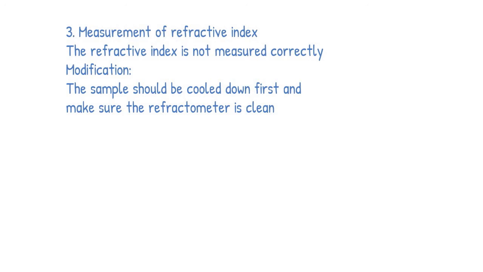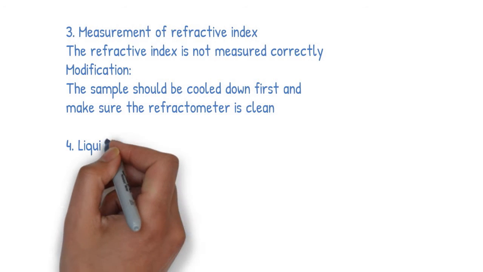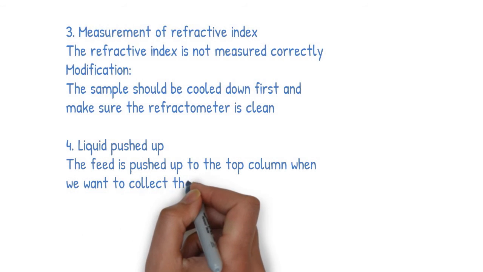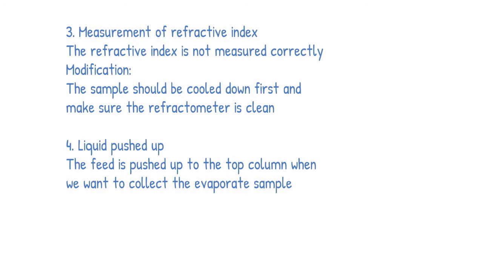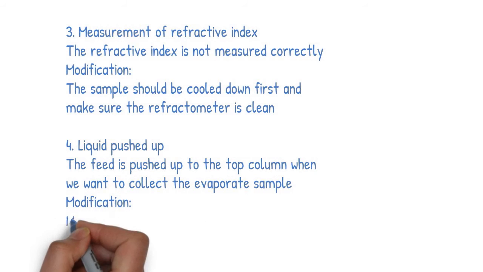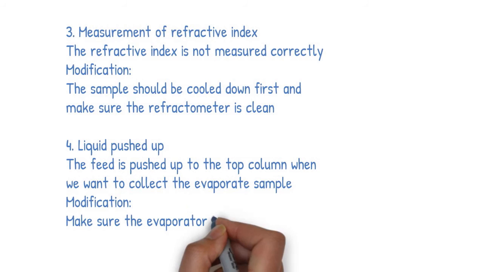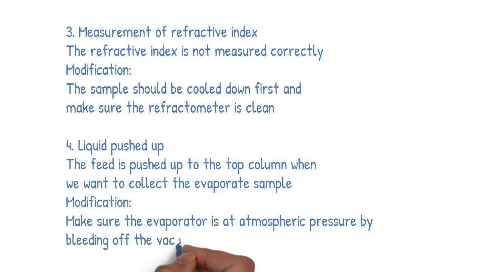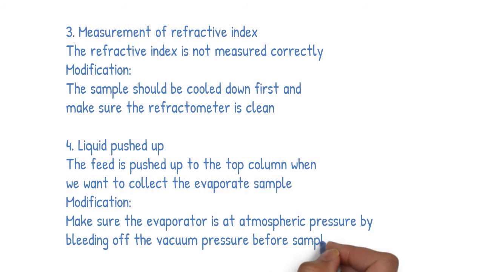Another error observed in this experiment is that the feed is pushed up to the top column when we want to collect the evaporate sample. This is because the liquid is pushed by the pressure from the outside while the evaporator is in vacuum pressure. To avoid the liquid from entering the top column, make sure that the evaporator is at atmospheric pressure by bleeding off the vacuum pressure before the sample is collected.